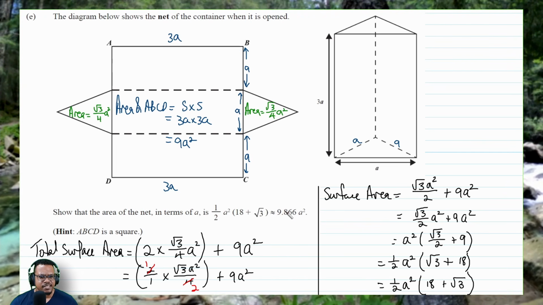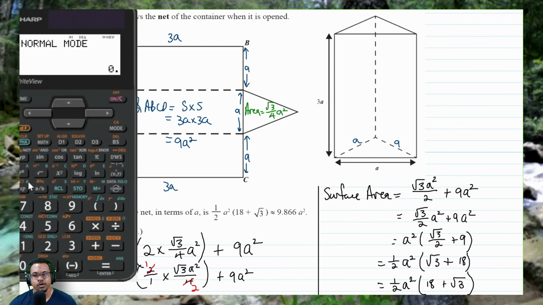Now notice they give this as an answer as well. So when you factor out the a squared like this, if you couldn't see how dividing by a half is the same as multiplying by 2, what you could have done was work out this square root of 3 over 2 plus 9, and that should have given you the 9.866. So I'm just going to go to the calculator and work out that part there.